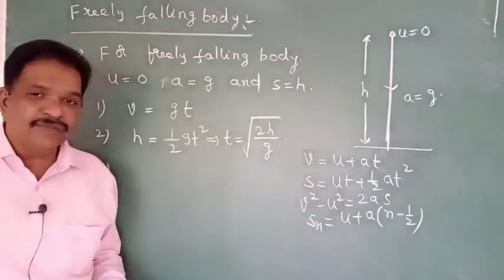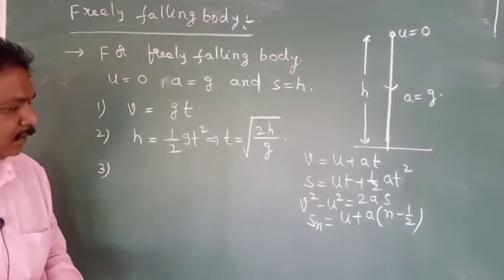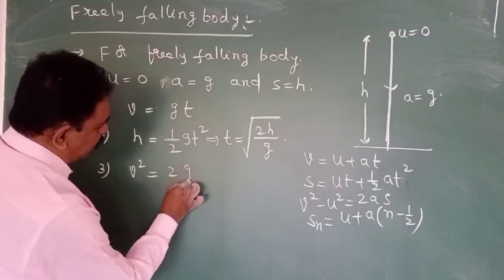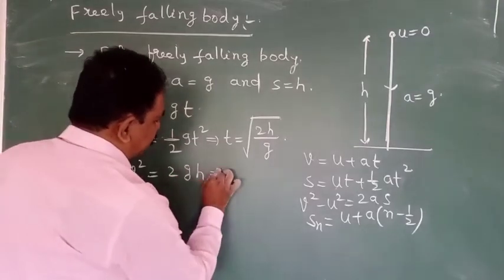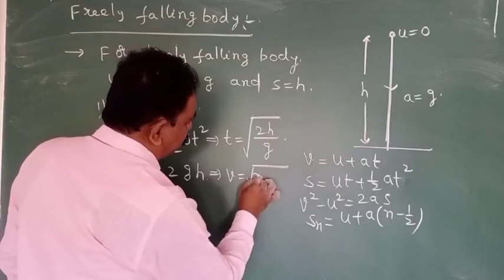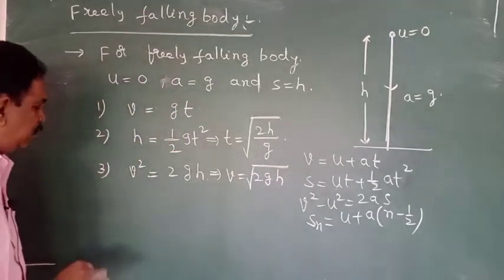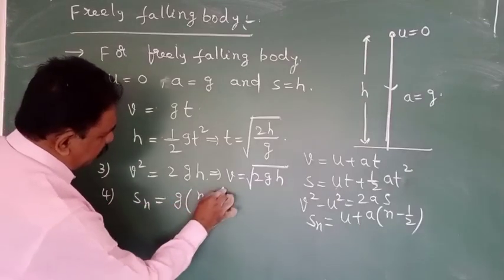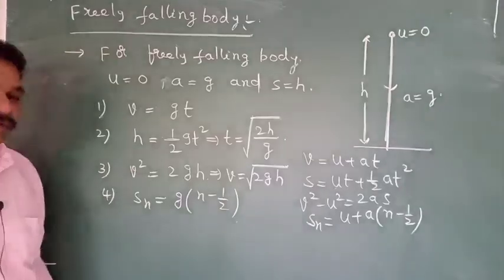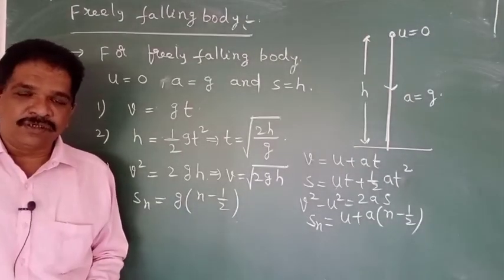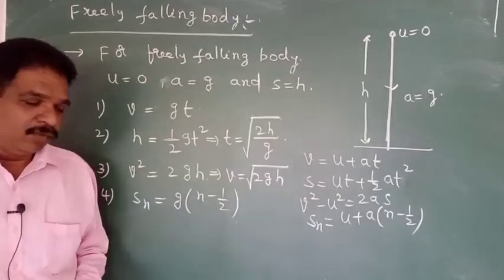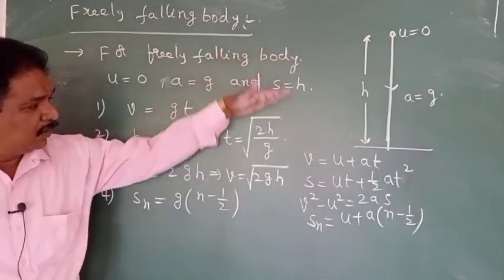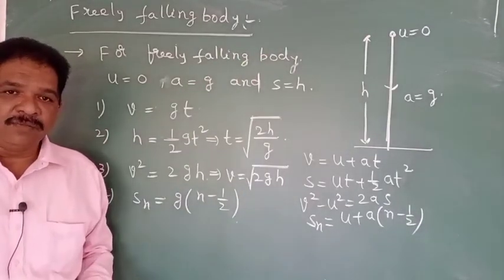Third, v square minus u square is equal to 2as. It becomes v square is equal to 2gh. From this, v is equal to root 2gh. Fourth equation: Sn is equal to g into n minus half. So these are the equations of motion for a freely falling body. Clear? Some more models are there in the freely falling body.